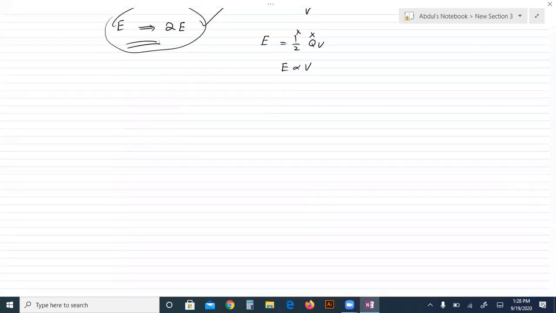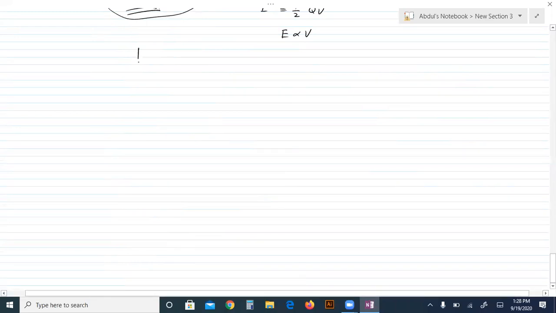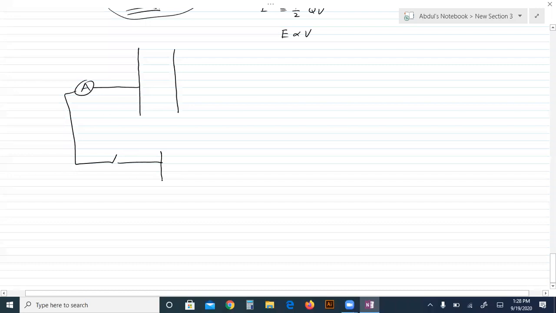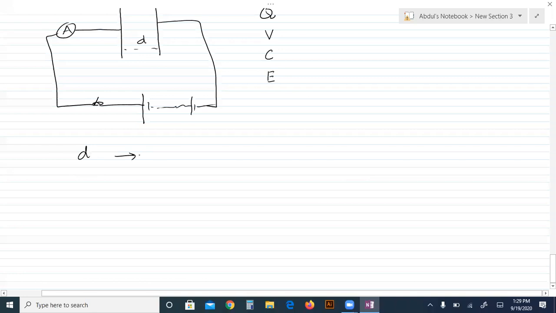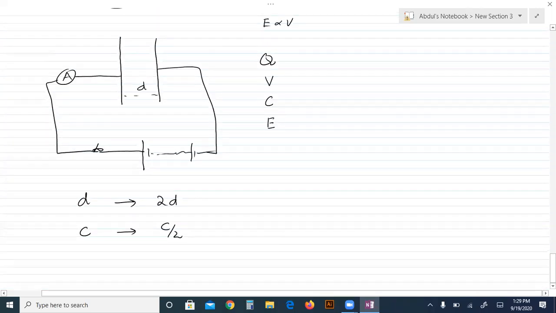But if this capacitor remains connected in the circuit after charging, and it is not disconnected from the circuit. Now, once it is fully charged, with charge Q, voltage V, capacitance C, and energy stored E, this gap D is increased to double. Capacitance becomes half. So the capacitor has less capacity now.